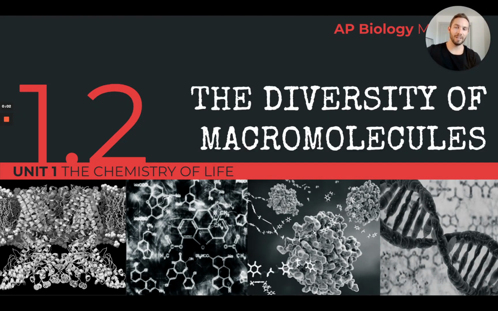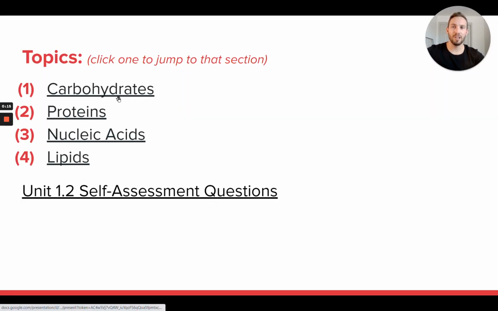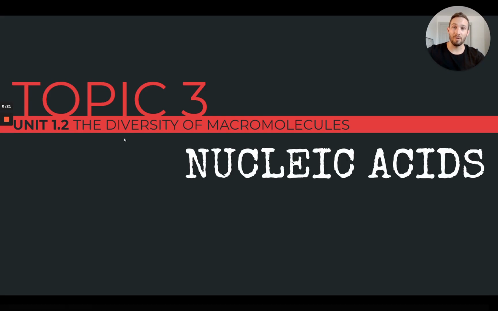Okay, in this video, we're going to go ahead and move on to topic 3 of the Unit 1.2 notes. In these notes, we're looking at all these different types of macromolecules found in living organisms. Previously, we talked about carbohydrates in topic 1, proteins in topic 2, and in this video, we're going to look at topic 3. So we're going to start learning about nucleic acids and what these guys look like and what they do inside of living organisms.